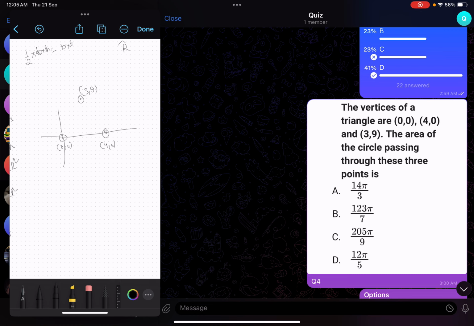Not base into height, wait, I'm directly writing. Okay, what formula will we be using? Area equal to product of three sides upon 4r. This is the formula we'll be using. So first of all, let's find the area.